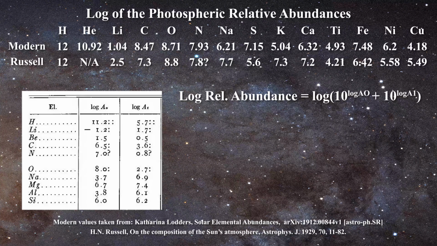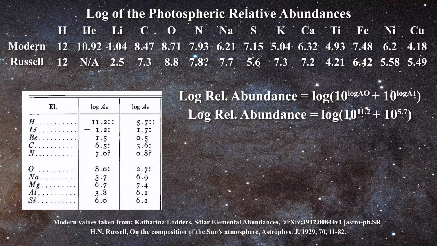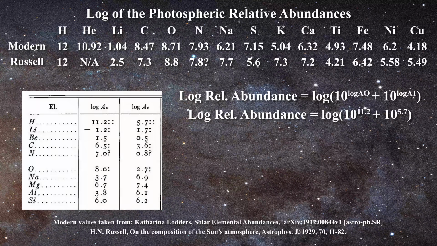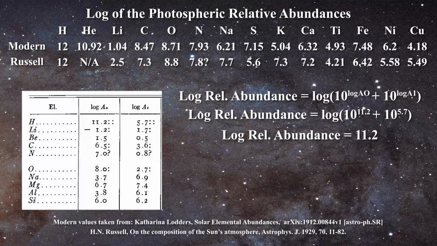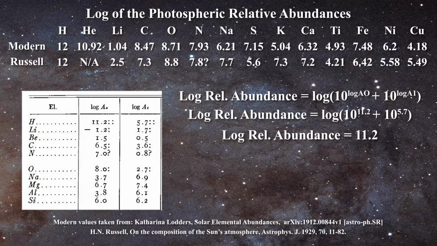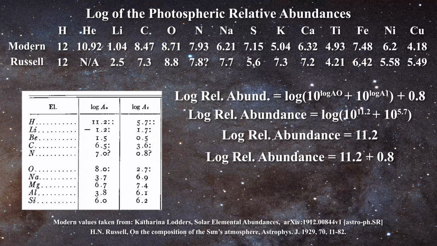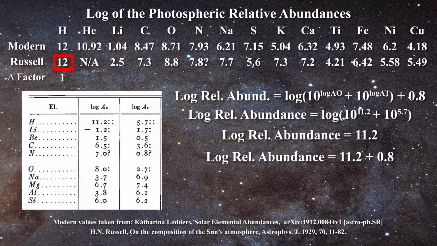For instance, Russell provides a log of natural abundance for neutral hydrogen of 11.2 and 5.7 for the ion. That results in a total relative abundance for hydrogen of only 11.2. For hydrogen, the neutral atom dominates. We then add 0.8 to this number to bring the value up to 12. In this manner, all of Russell's values can be related to modern measures.